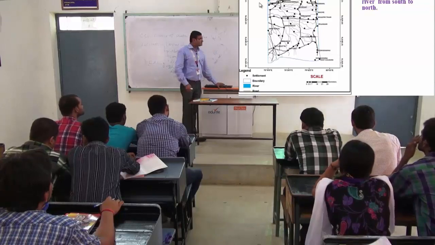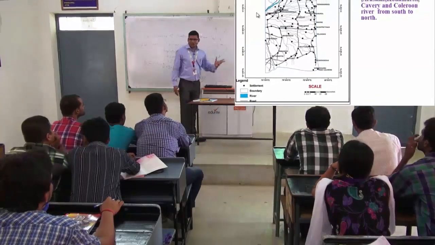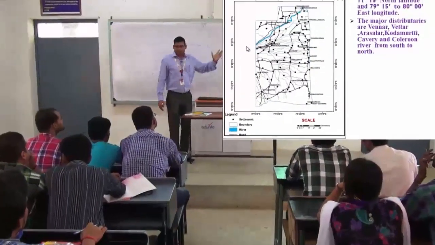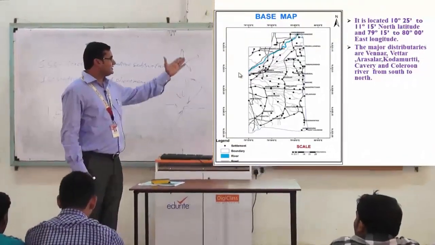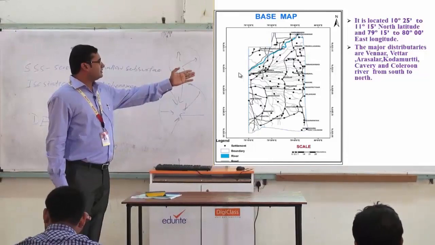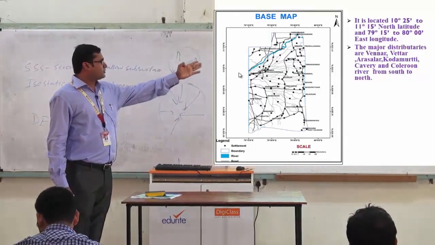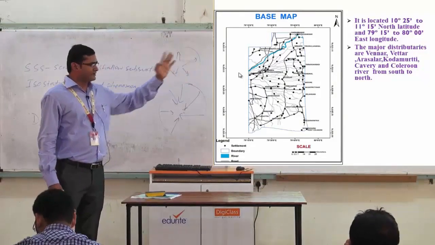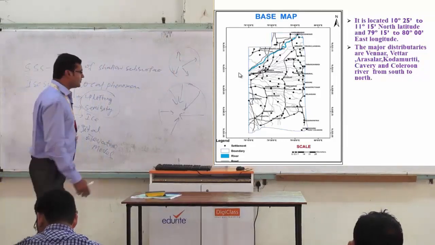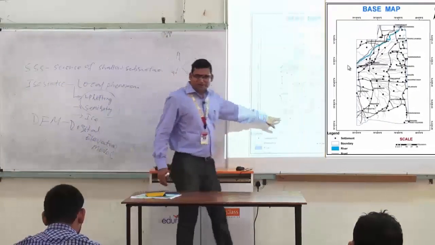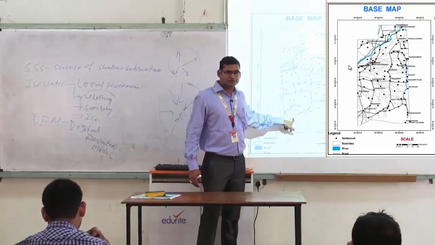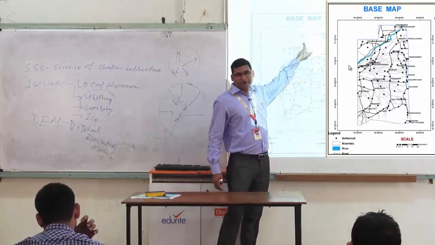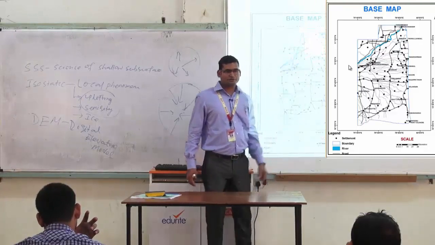Okay, these are the base maps, and from these base maps, as I told you, the Kolleru river is present in the northern direction, and subsequently there are coming from Cauvery, Kodamurti, Arasalar, Bhattar and Vennar. These are the different types of rivers flowing from south to north, where the Vennar is located near your south position, and the Kolleru river is present in your north position.